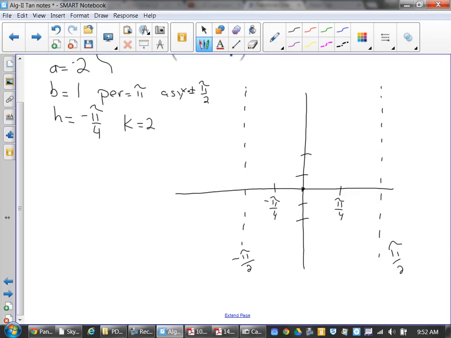Now the easy part, plotting it. I know it's working downwards, so it's going to be negative pi over 4 and positive 2, 0, 0, pi over 4, negative 2. Oh, I forgot your dotted line. I have to erase every so often.